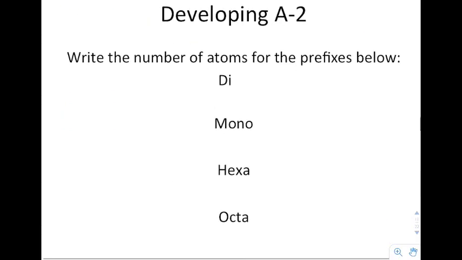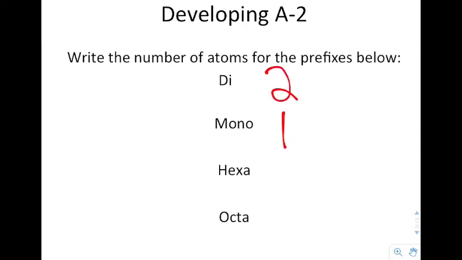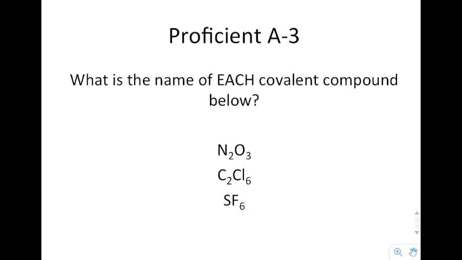So write the number of atoms for the prefix below. For di, that means 2. Mono means 1. Hexa means 6. And octa means 8. It says, what is the name of each covalent compound listed below?